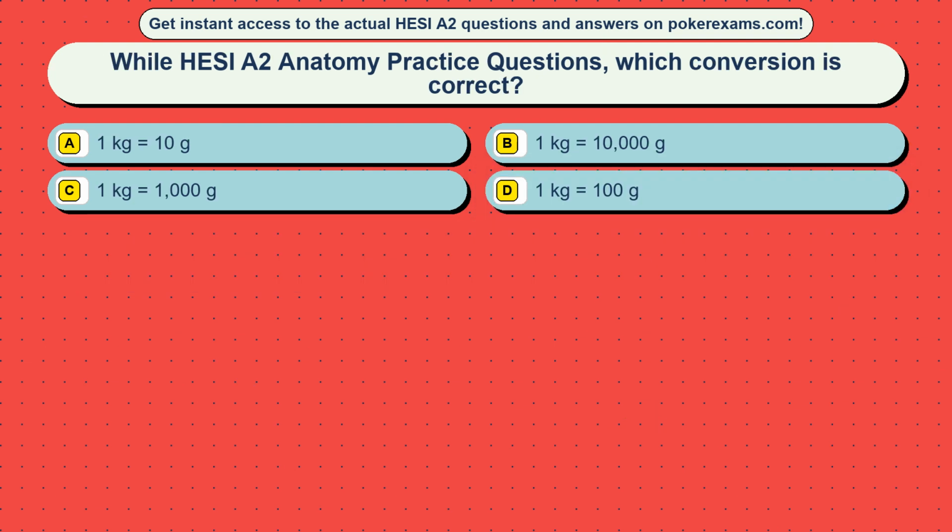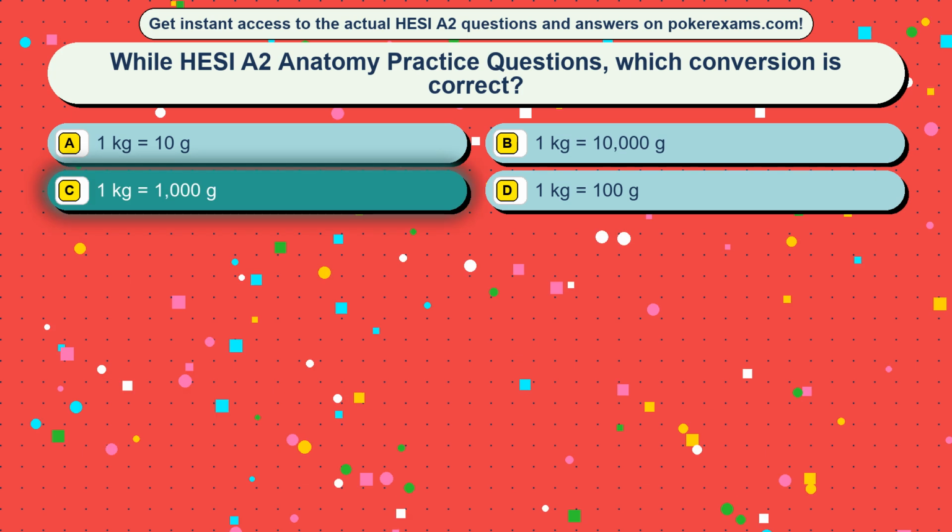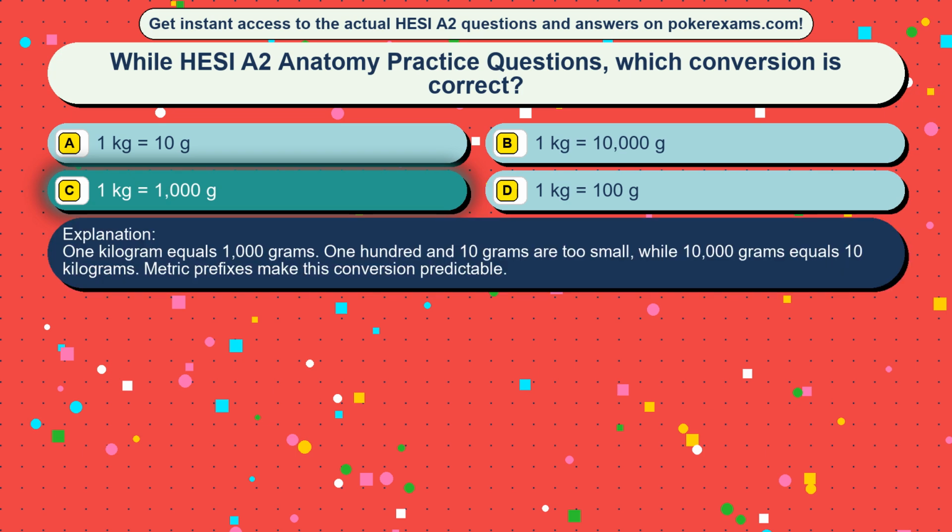Question 47. On HESI A2 practice questions, which conversion is correct? Option A, 1 kg equals 10 g. Option B, 1 kg equals 10,000 g. Option C, 1 kg equals 1000 g. Option D, 1 kg equals 100 g. The correct answer is option C. 1 kg equals 1000 grams. 10 grams is too small, while 10,000 grams equals 10 kilograms. Metric prefixes make this conversion predictable.